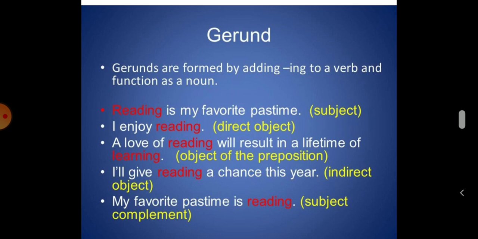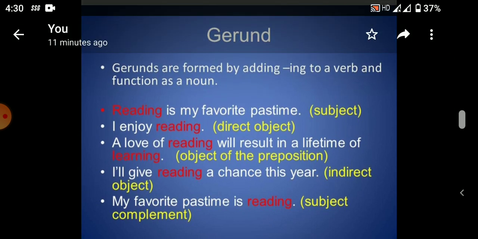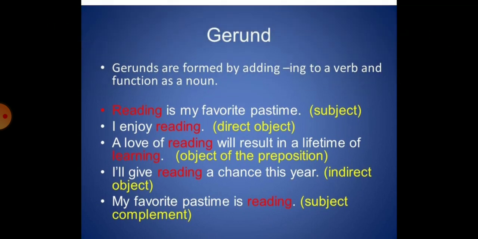A love of reading will result in a lifetime of learning. This is the object of the preposition. I will give reading a chance this year. This is the indirect object. Direct object and indirect object, this topic we will learn in the next chapter when we learn the passive and the active voice. My favorite pastime is reading.